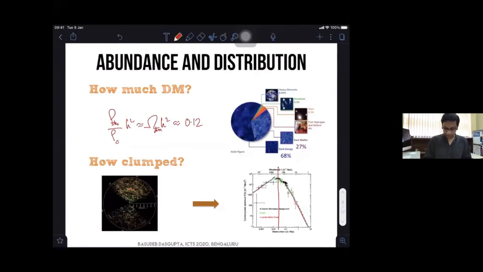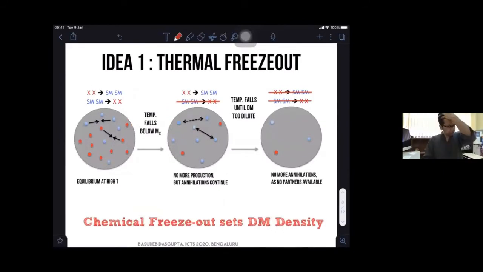So we'll go over that. So as I said, the first thing that we want to talk about is abundance, and then the second half will be talking about how it is clumped and how each of these things tell us something about the nature of dark matter. Okay.